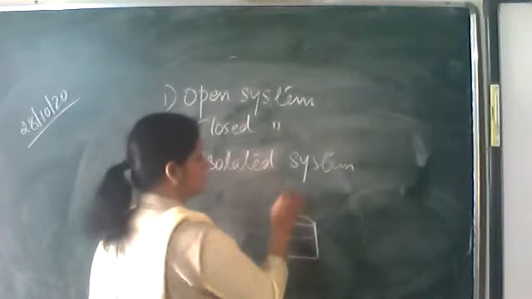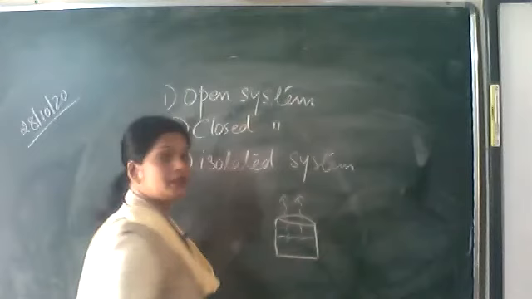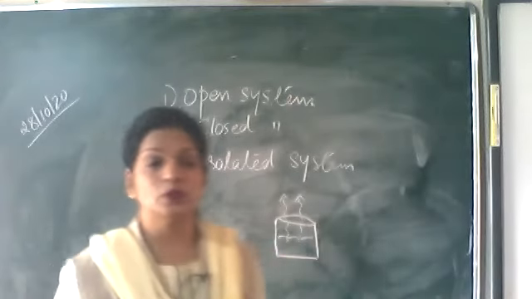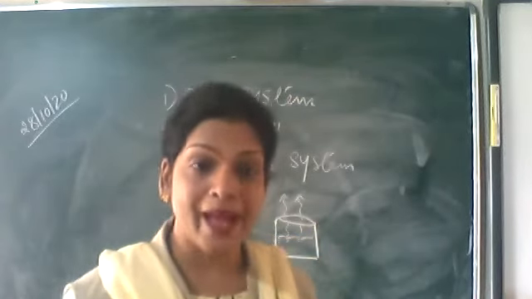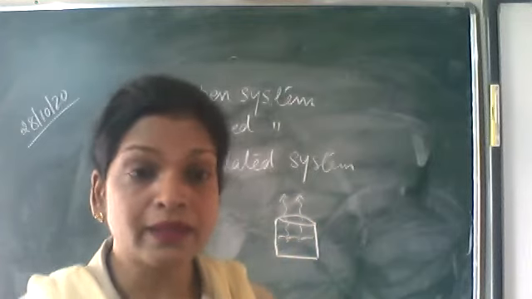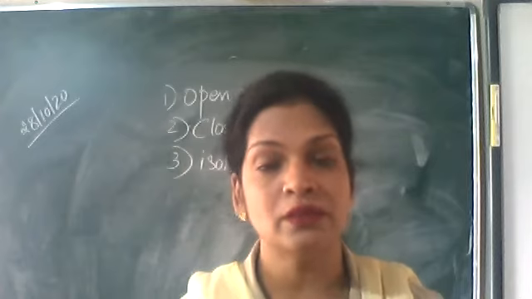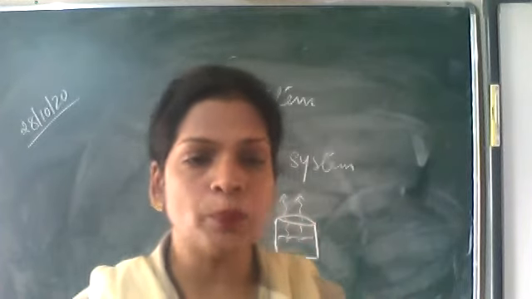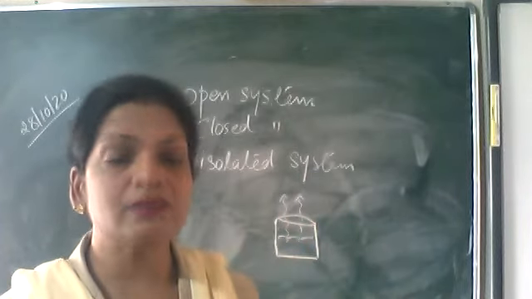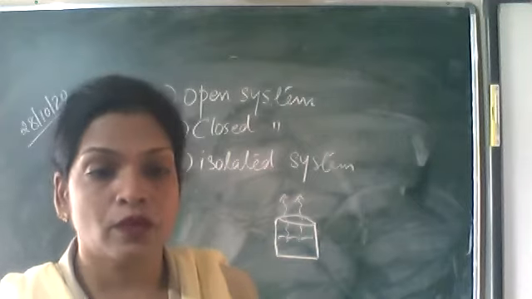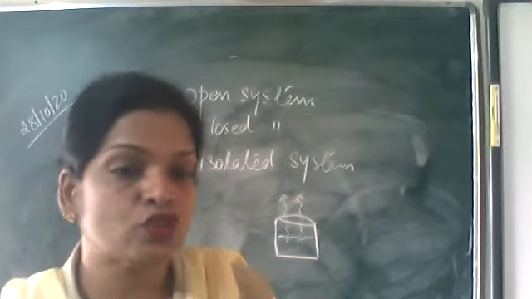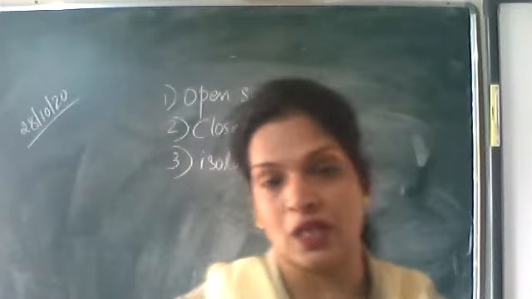So some vapor will go out and the heat energy is also going out. So matter and energy both are getting transferred with the surroundings. So in an open system, matter as well as energy both are getting exchanged between the system and the surroundings.